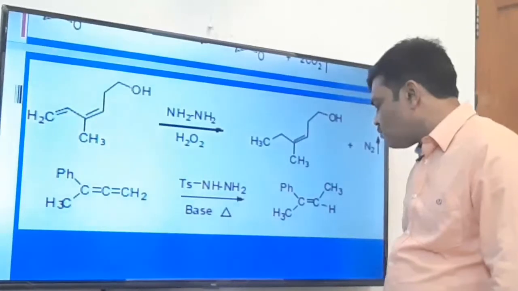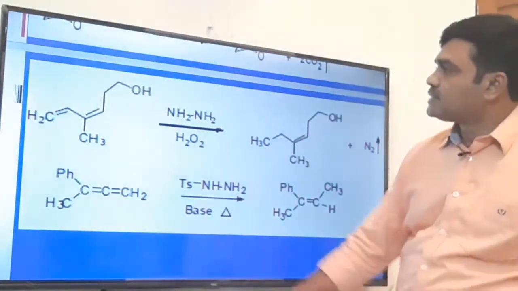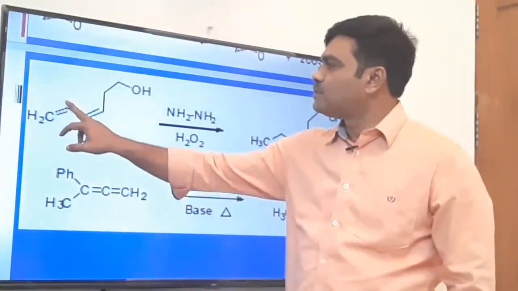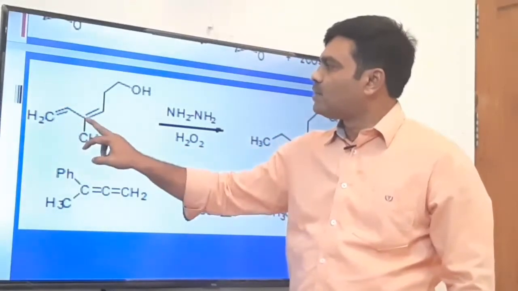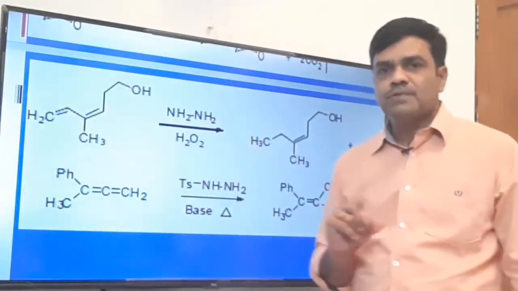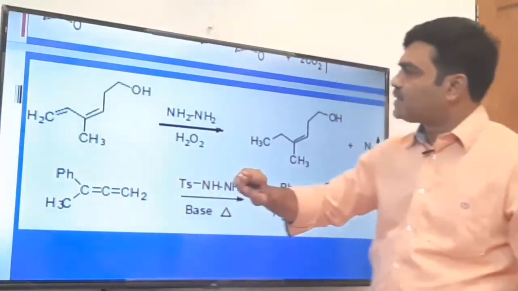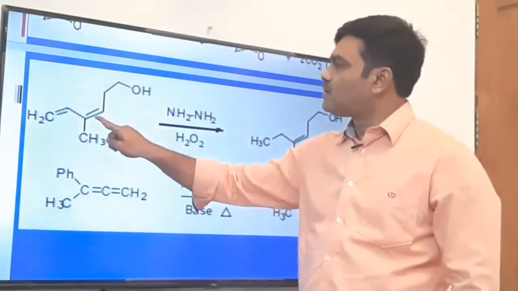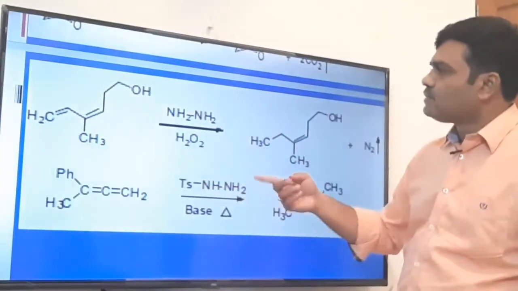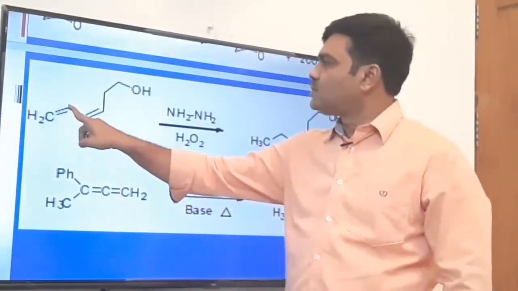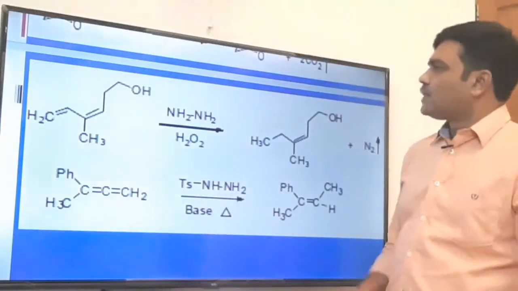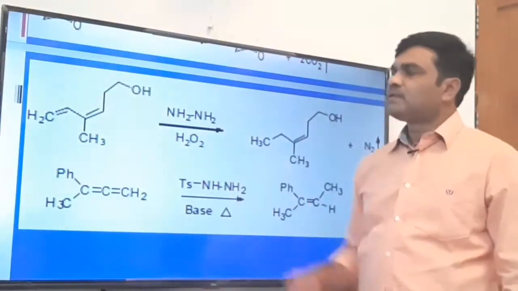See this one here, two carbon-carbon double bonds are there. This is a less substituted, mono-substituted carbon-carbon double bond. Only one carbon is attached, so it is mono-substituted. However, this carbon-carbon double bond is tri-substituted, because three substituents are there. Which three substituents? 1, 2, 3. So, as three substituents are there, it is more substituted.